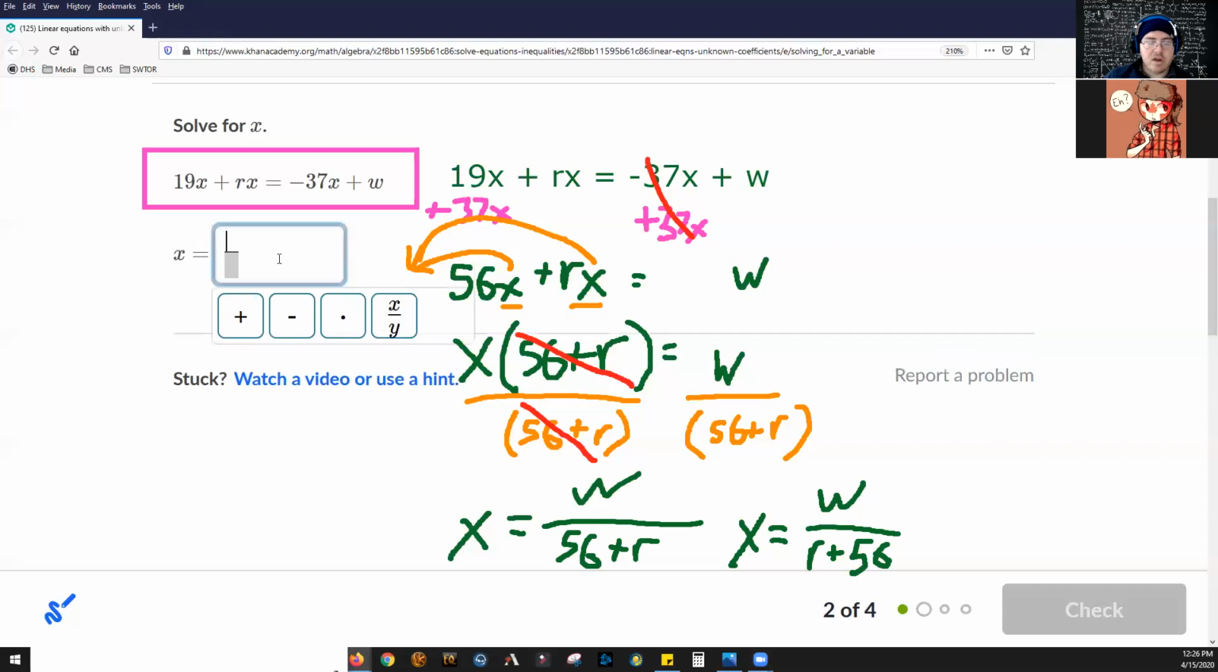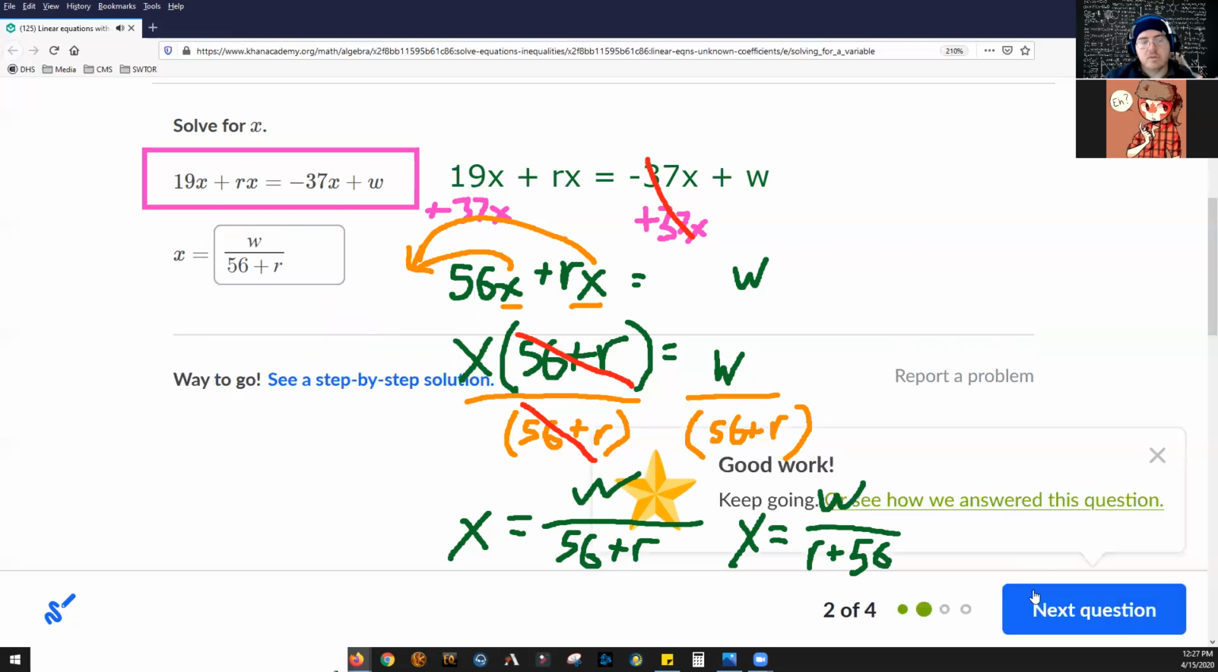So I need to make this into an up and down fraction. So that'd be W on the top. And let's just try the first way. Let's just try 56 plus R and see what it says. Oh, it took it.